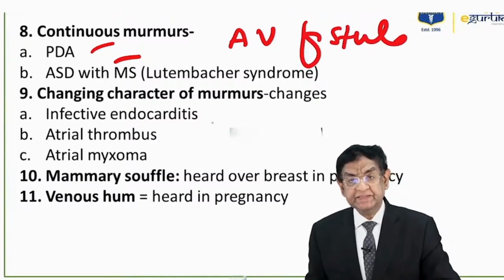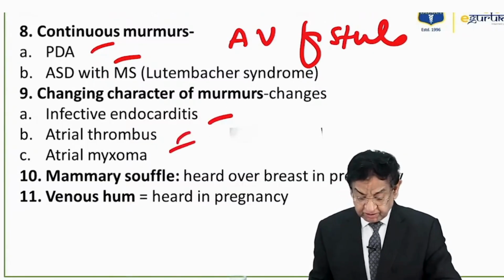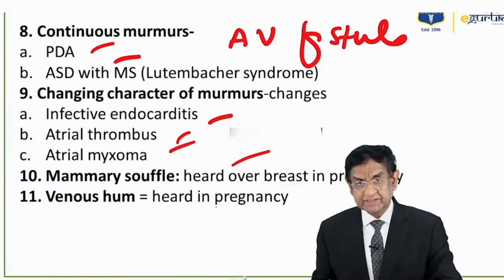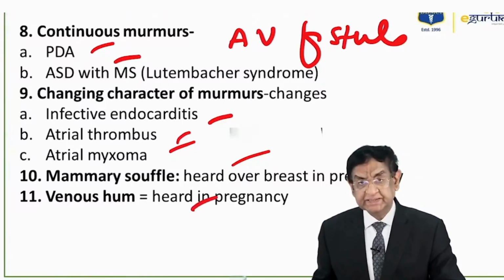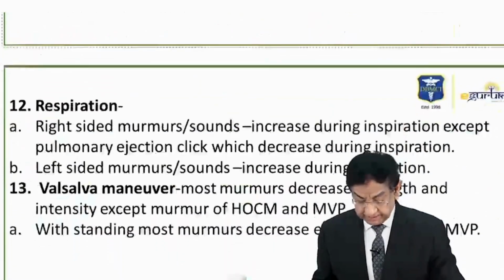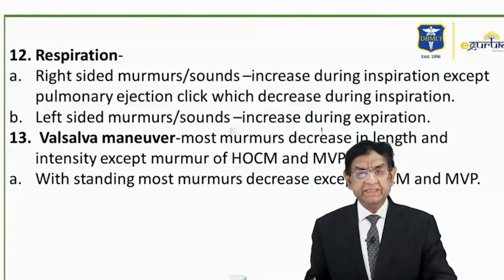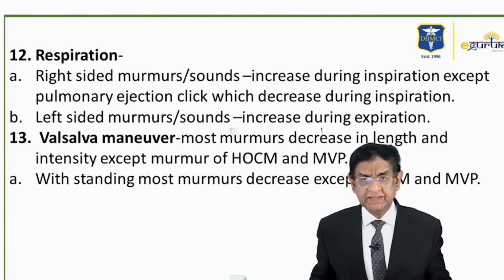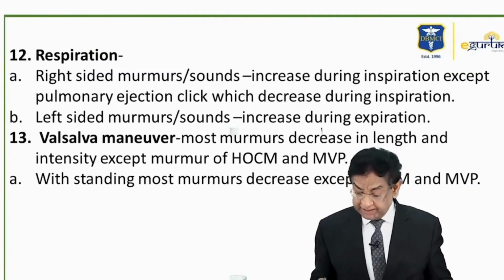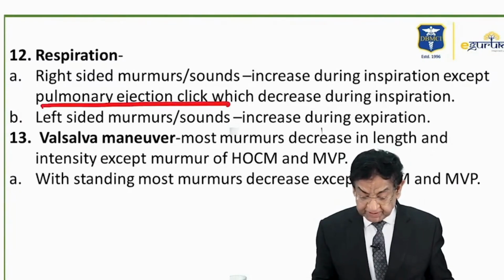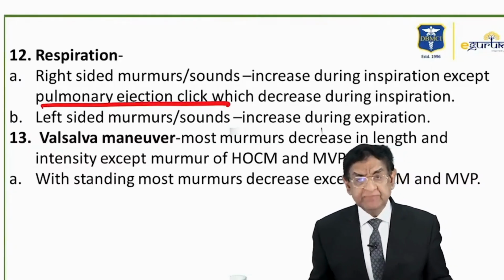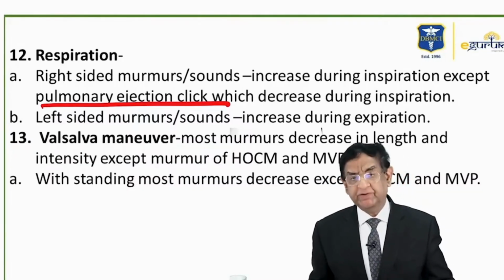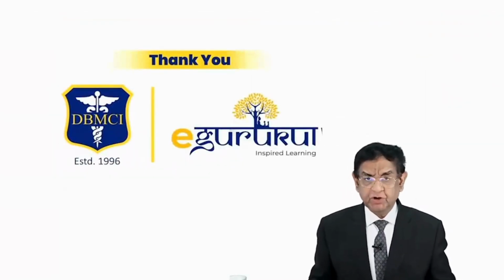Changing character of murmur we can see in endocarditis, myxoma and atrial thrombus. Mammary souffle is heard over the breast in pregnancy, and venous hum is heard in pregnancy over the right supraclavicular area. Respiration: all right-sided sound and murmur increase on inspiration, and all left-sided sound and murmur increase on expiration. The only exception is the pulmonary ejection click. Valsalva and standing position, the only two murmurs that increase are MVP and HOCM, the rest all decrease. Thank you very much. God bless all of you.